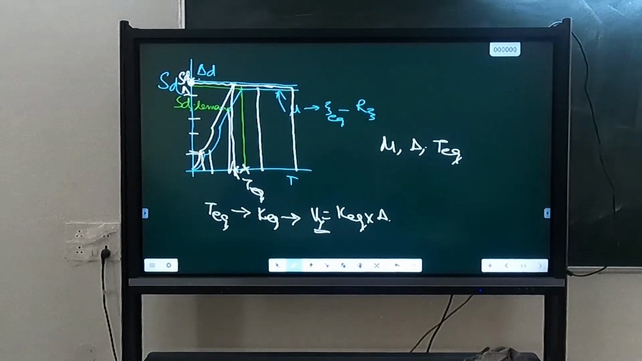Then you have a demand curve, the demand spectrum. Comparing the demand spectrum and capacity curve, you can get the performance point. That performance point will tell you what performance your structure is going to have, whether it is IO, LS or CP. Now the catch here is that for developing the capacity curve, I need the size and the reinforcement.